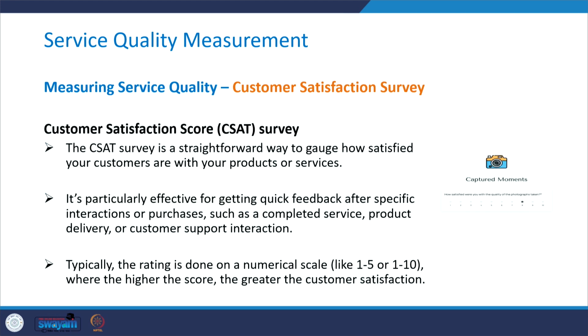First here is customer satisfaction survey or score, which is known as CSAT survey, right? The CSAT survey is a straightforward way to gauge how satisfied your customers are with your product or services. You just give the scale like this. On a scale of 1 to 10, how satisfied you are, and then a customer chooses a certain point, right? It's particularly effective for getting quick feedback after specific interactions or purchases, such as a completed service, product delivery, or even customer support interaction. Typically, the rating is done on a numerical scale like 1 to 5 or 1 to 10, where the higher the score, the greater the customer satisfaction is.